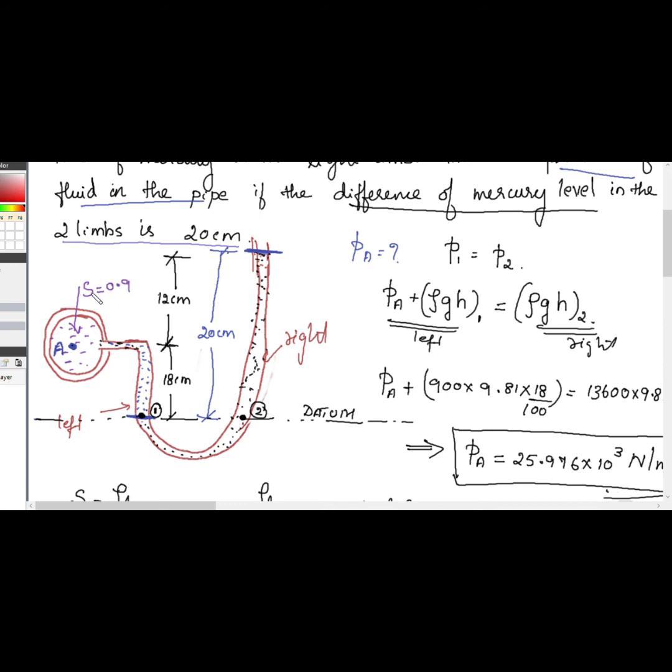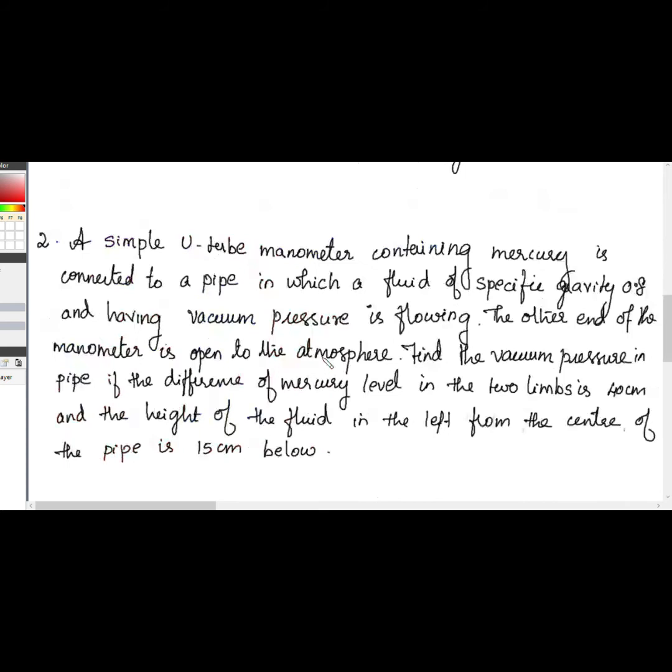We will move on to our second problem. Our second problem is: a simple U-tube manometer containing mercury is connected to a pipe in which a fluid of specific gravity 0.8 and having vacuum pressure is flowing.